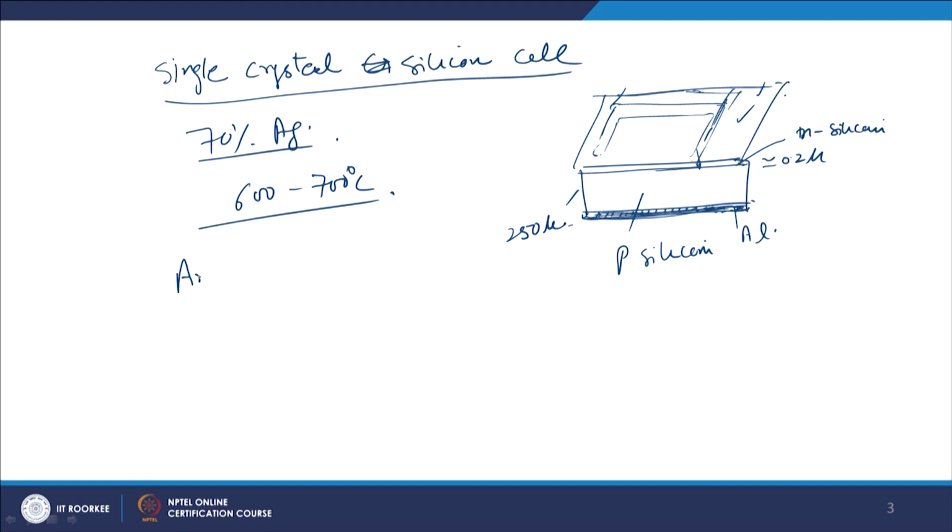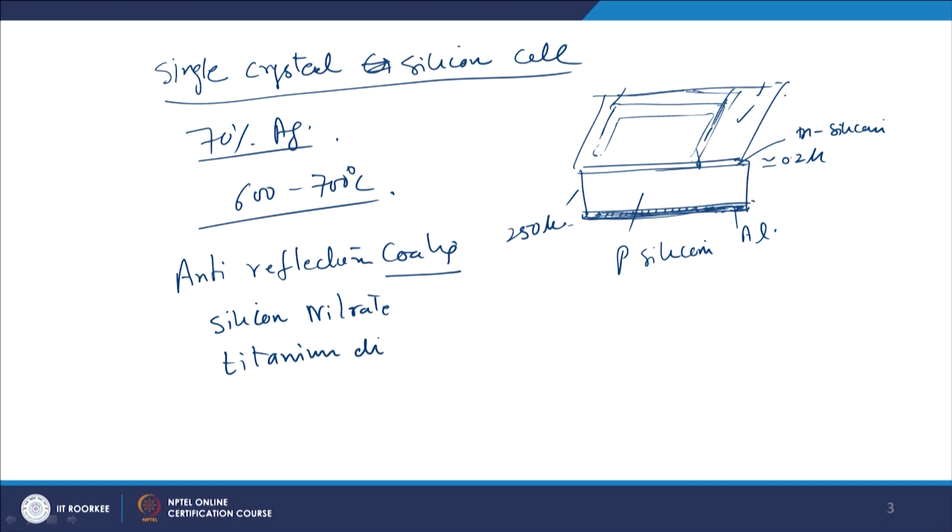Then there is anti-reflection coating. You must have seen these cells are normally black in color. The anti-reflection coating is done with silicon nitride or titanium dioxide, and the thickness of the layer is approximately 1000 angstrom or 10 to power minus 1 micron, and this completes the cell.